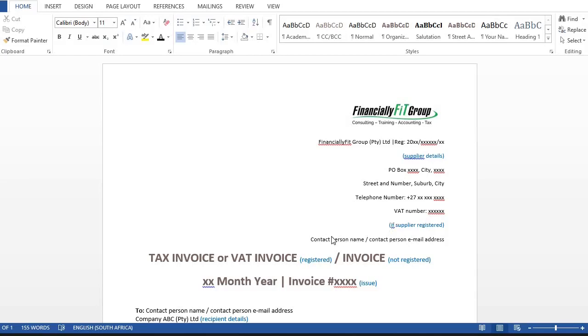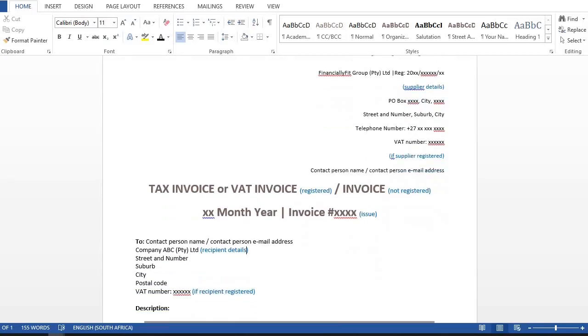Then what is very important is that the invoice should contain the words tax invoice or VAT invoice. This is, however, only when you are registered for VAT. When you are not registered for VAT, you would only include the word invoice and you won't make any reference to VAT or to tax. Then you also need to include the date when you are issuing the invoice as well as the invoice number.